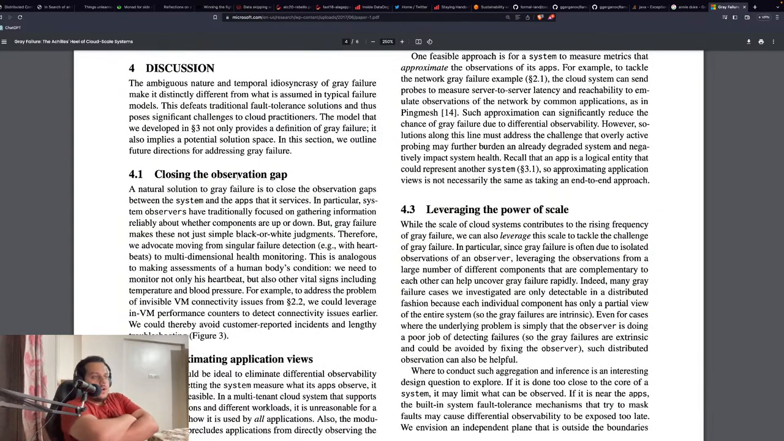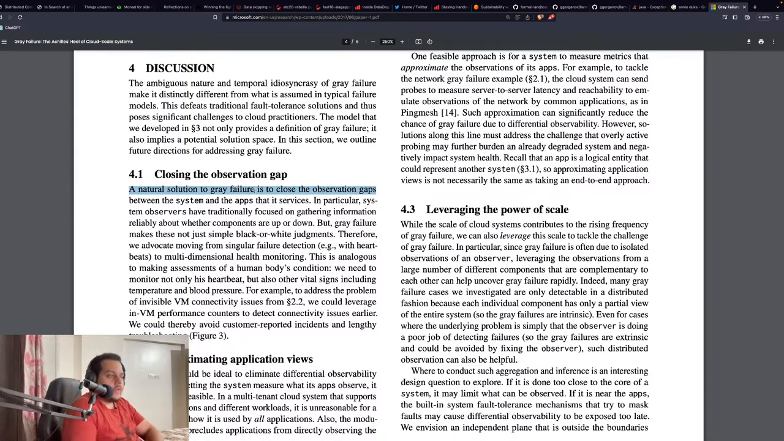Okay, let's see. Closing the observation gap. A natural solution to gray failure is to close the observation gaps between system and apps that it services. In particular, system observers have traditionally focused on gathering information reliably about whether components are up or down. But gray failures make these not just simple black and white judgments. Therefore, we advocate moving from singular failure detection, that is heartbeats, to multidimensional health monitoring.